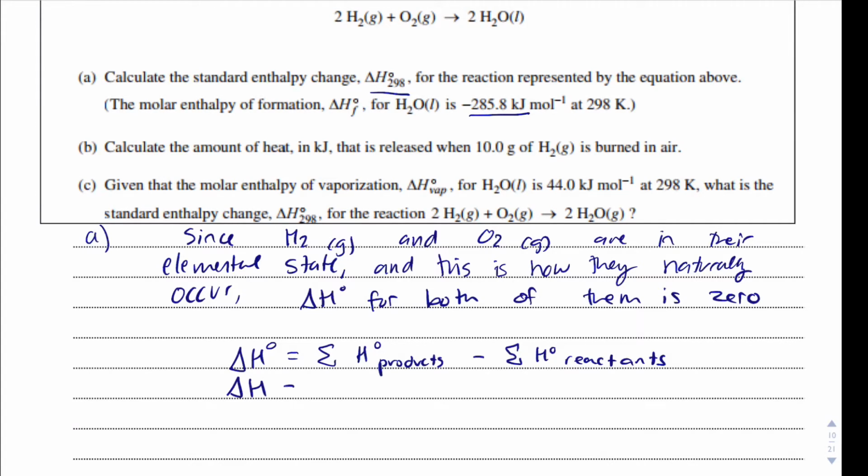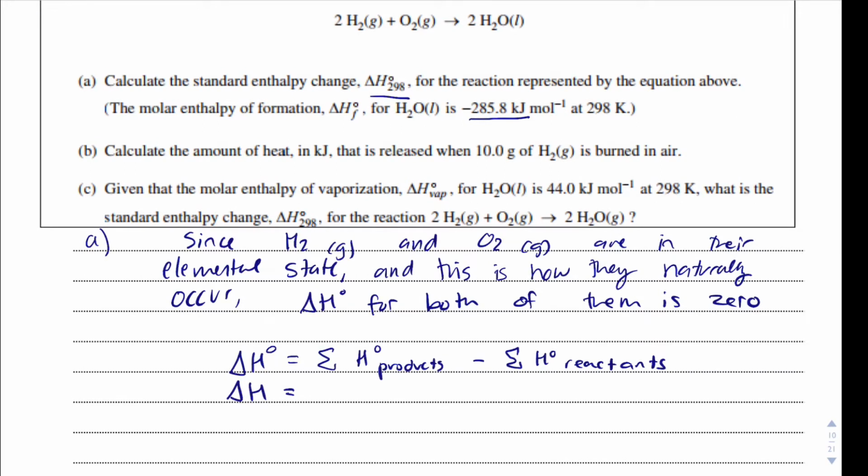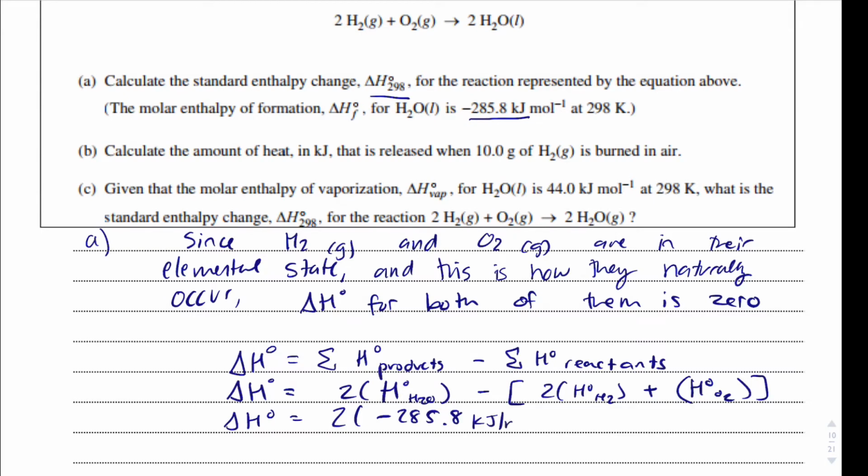So delta H equals our products, which would be 2, and let me write it a different way. 2, the H of H2O, minus our reactants, which would be 2 H of H2, plus H of O2. And now we can plug in some numbers. Delta H equals, they say H2O is 2 times negative 285.8 kilojoules per mole minus 2 times 0 plus 0.